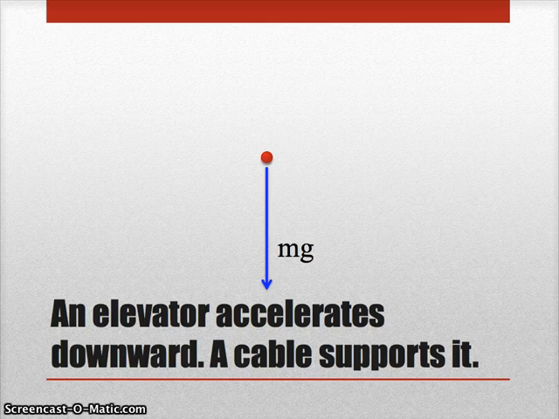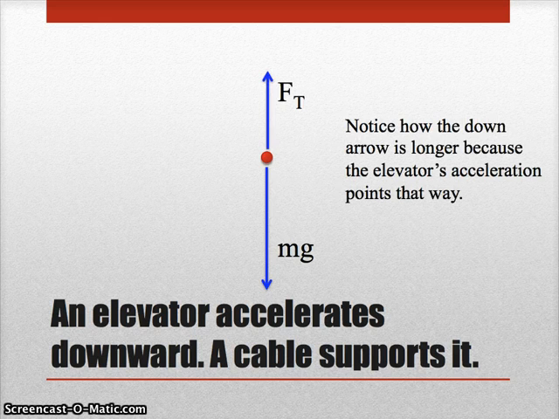The elevator has mass, therefore there's a gravitational force. There's our mg. What's holding that elevator up, what's exerting an upward force on it so it's not just in free fall, is a cable. So that's going to be tension. Now, because the elevator accelerates downward, we want to make sure that the down arrow is bigger than the up arrow. Again, that's going to be important later on when we're solving problems, to help us organize our information and understand what sorts of results we expect.